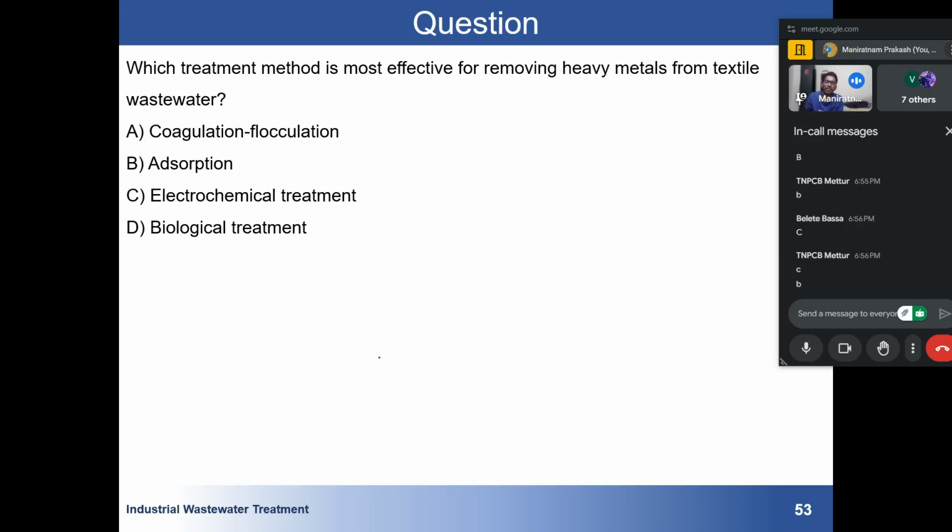Which treatment method is most effective for removing heavy metals from textile wastewater? C.